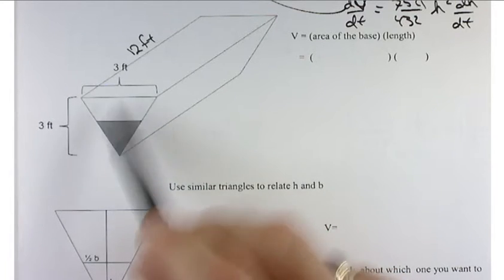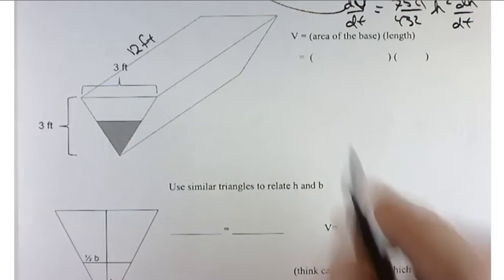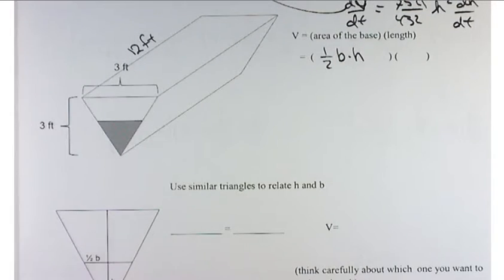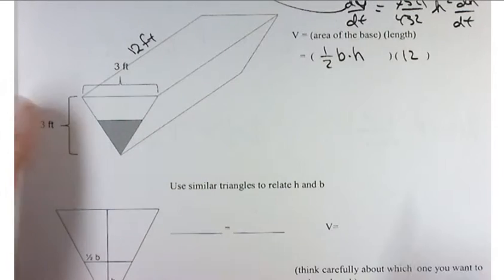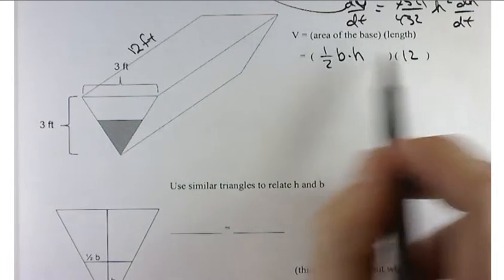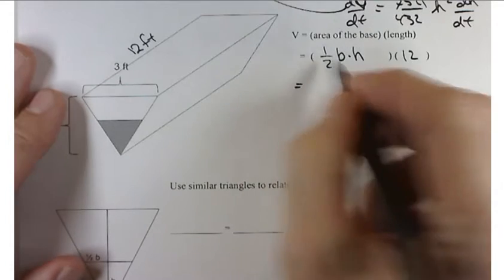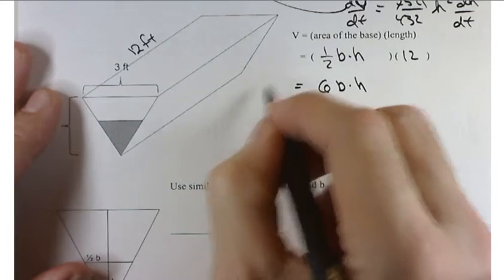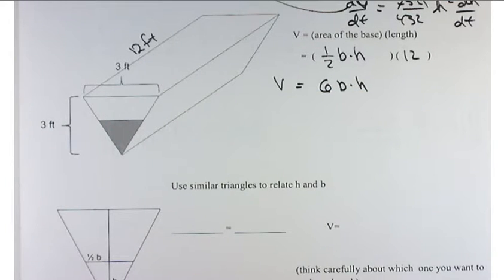How do you find the area of a triangle? Good. 1/2 base times height. Glad I didn't have to coax that out of you too much. What's the length? 12. So times 12. Okay, so 1/2 times 12 gives me 6 base times height. That's the formula for the volume.